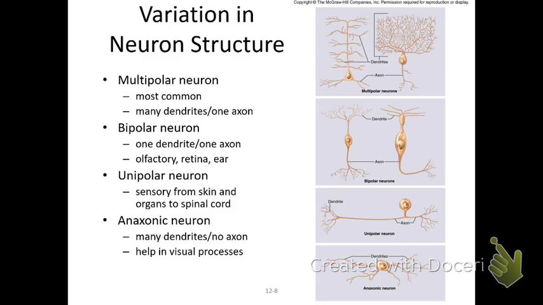So that previous list was their function. Additionally, neurons come in different shapes or morphologies. Excuse me, the most common neuron is the multipolar neuron. These are the most common. By multipolar, what that refers to is that there are many dendrites, but only one axon. These neurons can have, we know, 10,000 plus dendrites.